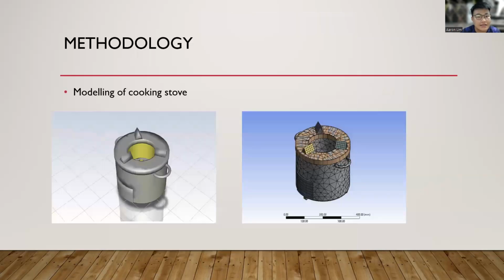Next, coming to methodology, this is my first design of my cooking stove. This is the cooking stove created in SolidWorks, and then converted into ANSYS to do the further simulation. As you can see, this is the pot stand, this is the pot hanger, and this is the grater.